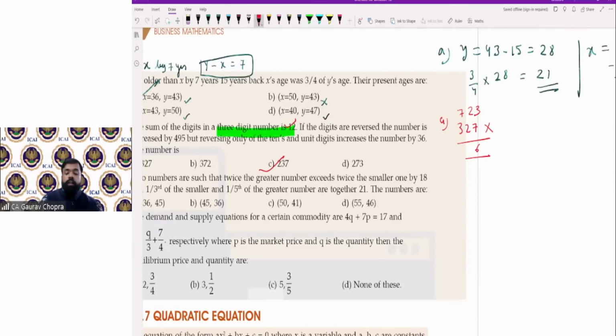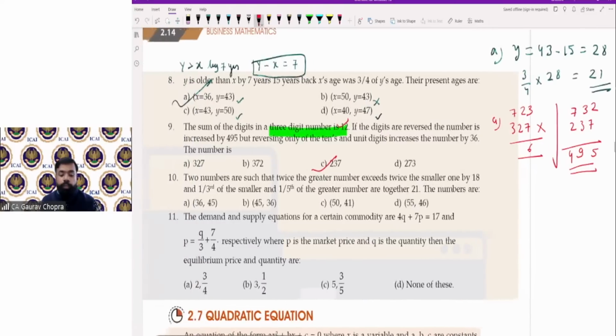Then check option number, which one? C. 237. If you reverse, it will become 732. So 12 minus 7 is 5. Then 9 and then 4. Yes. This time it is 495. 732 minus 237 will give you 495. So this condition is satisfied by the option.